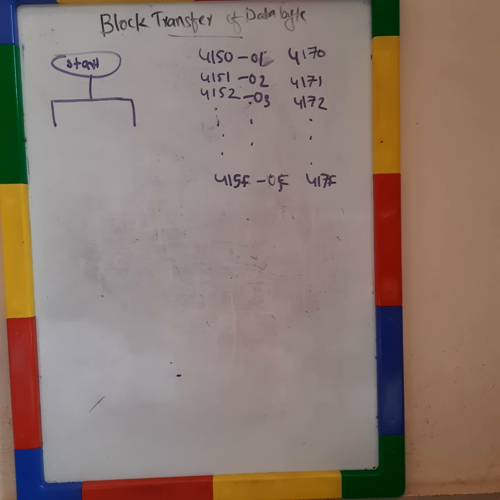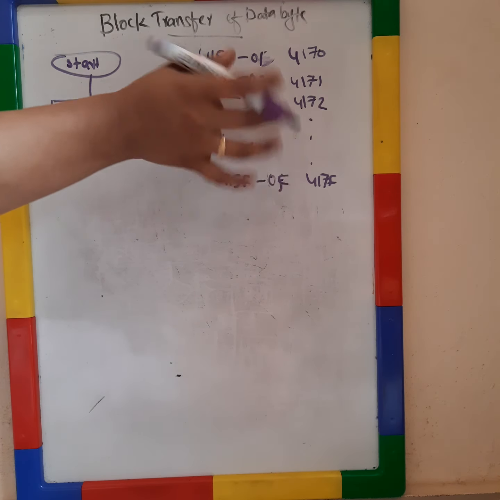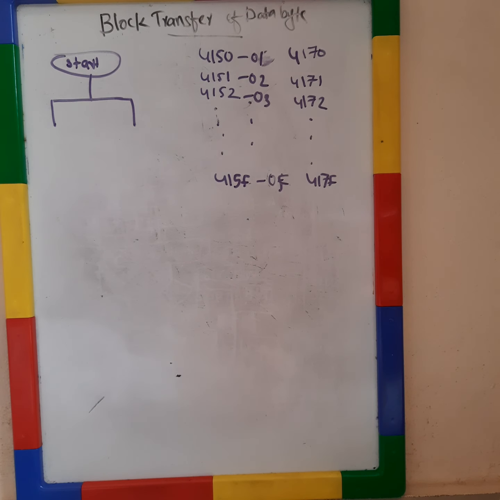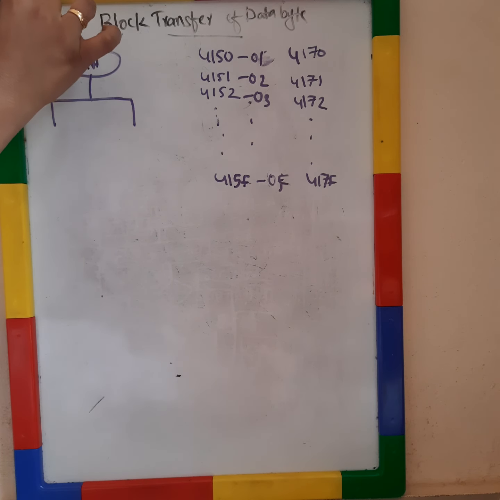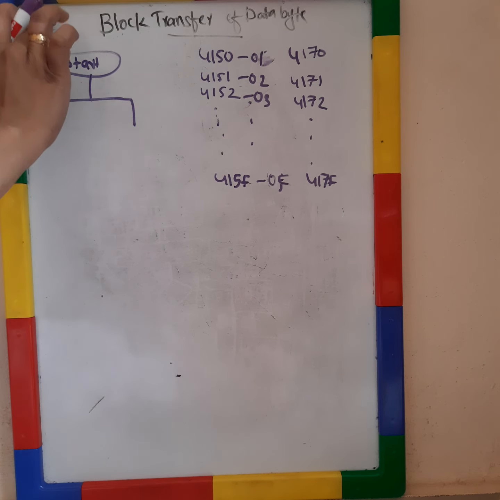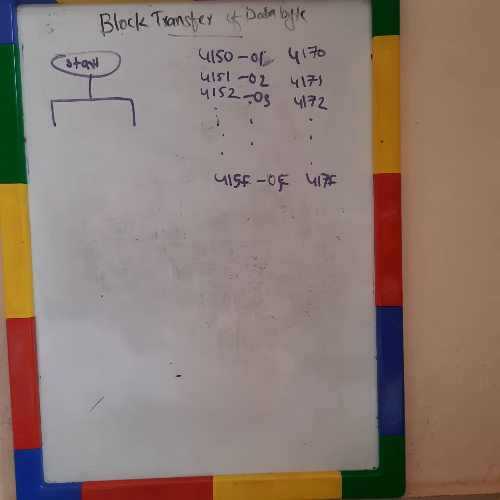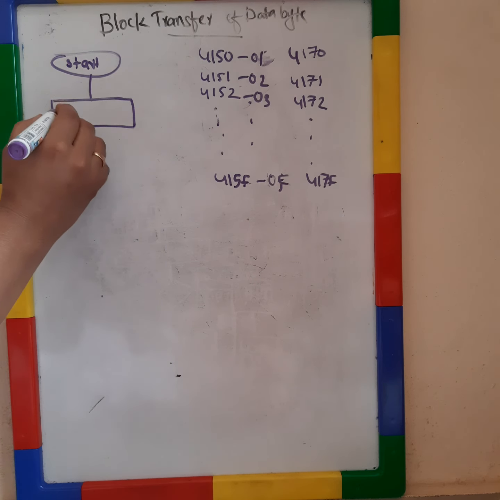10H means we have to store the count of 16 data, because a total of 16 memory locations are there. That's why how many data will be there? 16 data. That is represented in hex by 10. That's why we have to write here 10. Okay, so here we will load 10H into an 8-bit register.